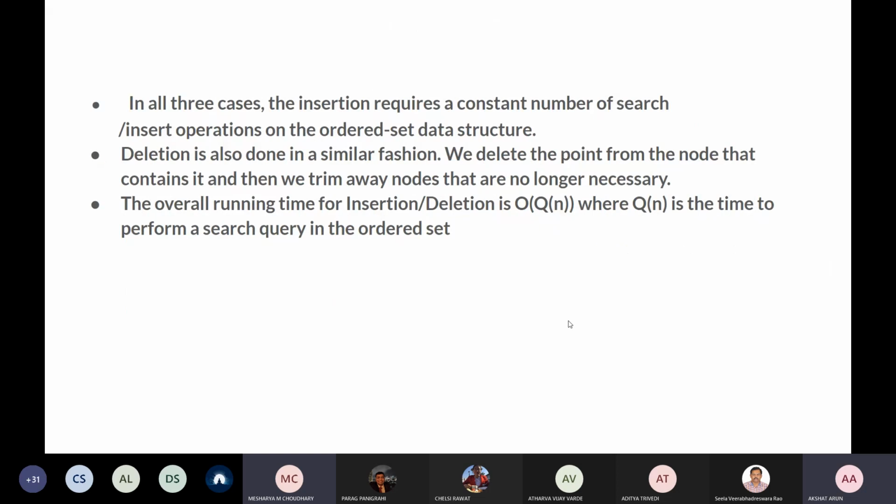In all three cases, the insertion requires a constant number of search and insert operations on the ordered set data structure. Deletion can also be done in a similar fashion. We delete the point from the node that contains it and then remove all the nodes which are no longer necessary for the quadtree. The overall running time for insertion and deletion is given by O of Qn, where Qn is the time required to perform a search query in the ordered set data structure. Next.